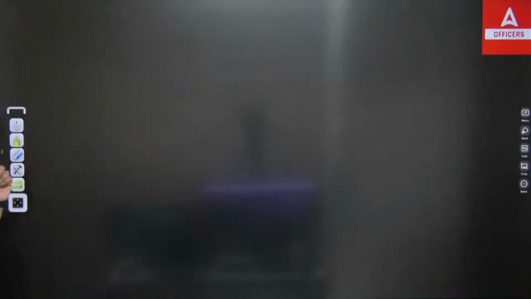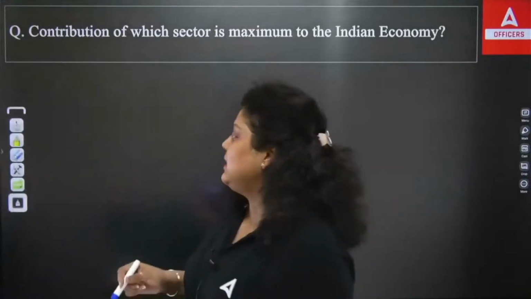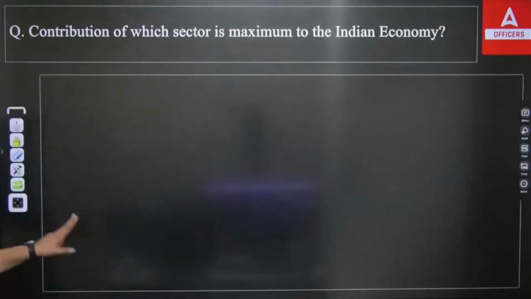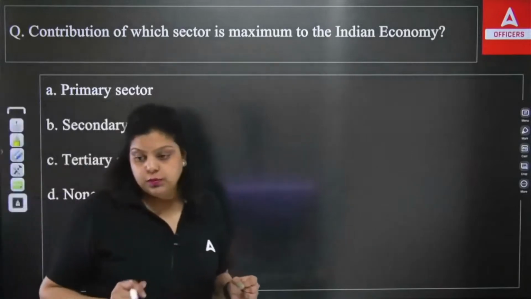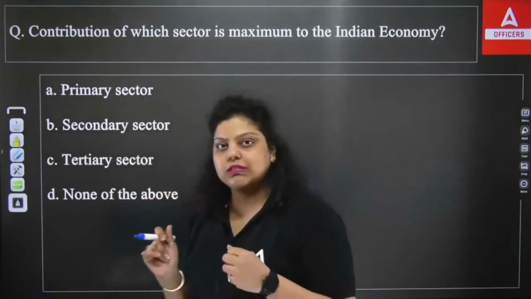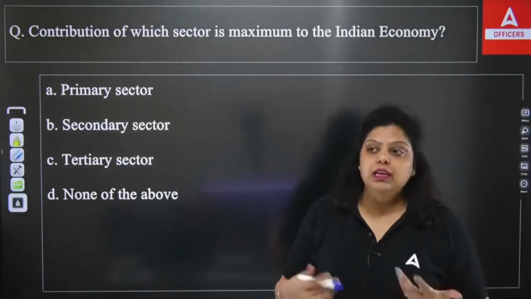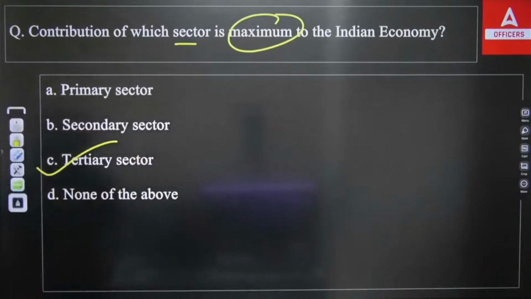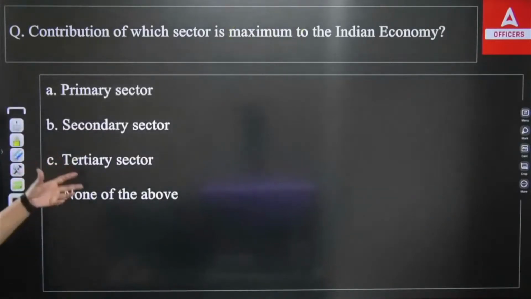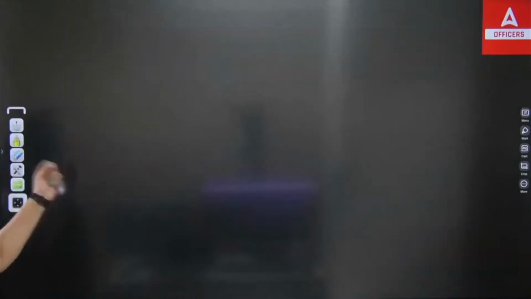I hope it's clear. Now, next: contribution of which sector is maximum to the Indian economy? We know the CSO, Central Statistical Office, divided the Indian economy into three sectors: primary, secondary and tertiary. Out of these three, which sector contributes the most? Primary means agriculture, where you do the collection of natural resources. Secondary means when you convert those natural resources into finished goods or final goods. And the tertiary sector means the service sector, when you provide invisible services to the people. It's very obvious the tertiary sector has the maximum contribution in the Indian economy, because around 53 to 56% of earning comes from the tertiary sector. So it gives us the maximum part of income in the country.